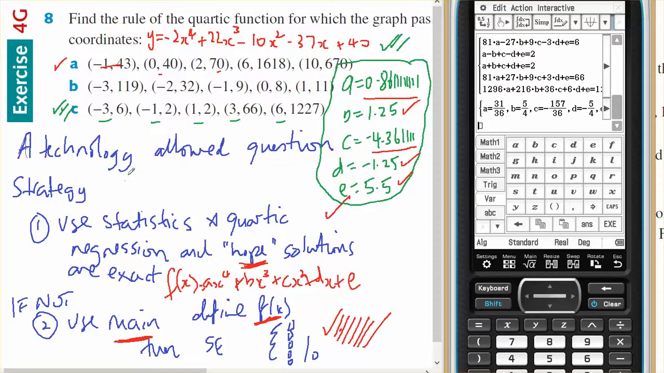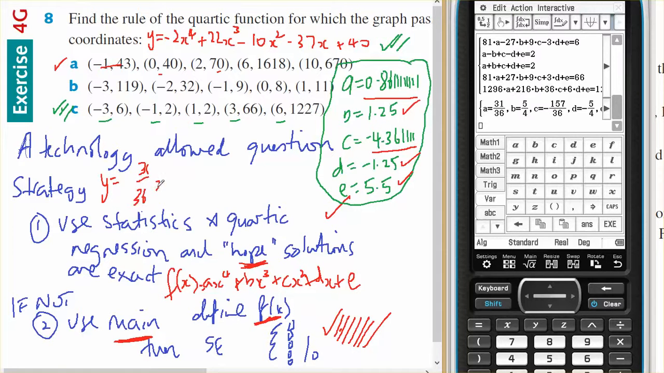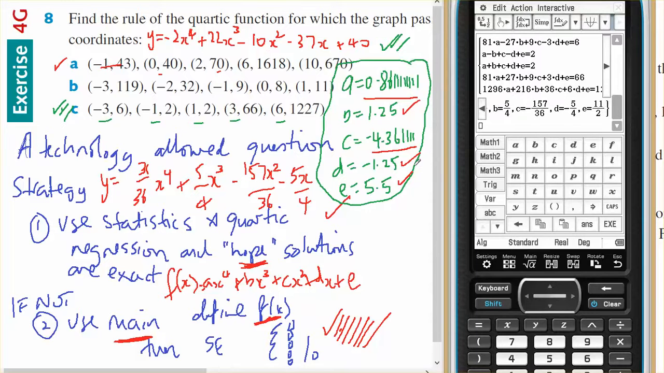So for part C my answer is y equals 31 on 36 x to the 4 plus 5 on 4 x cubed minus 157 x squared on 36 minus 5x on 4 plus 11 on 2. And there's my answer.